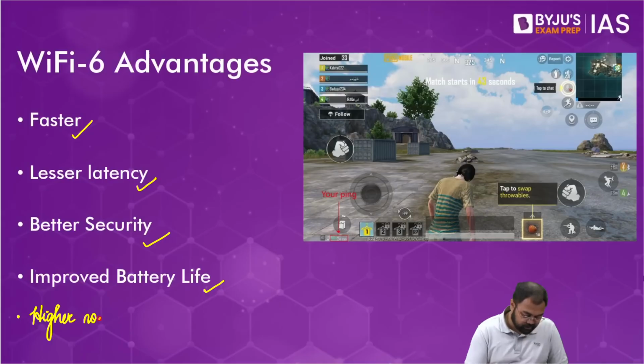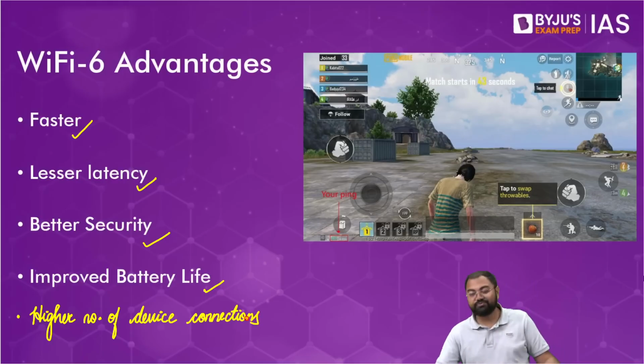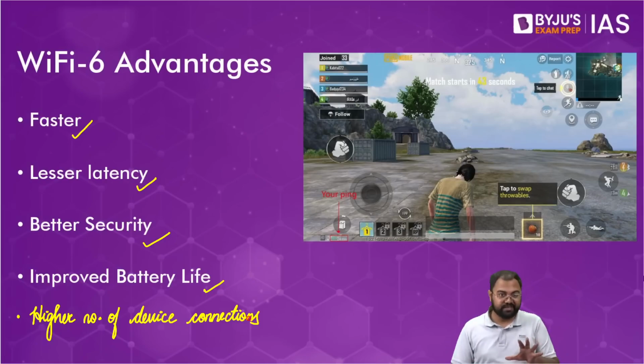Higher number of device connections. Now, what exactly am I talking about? Higher number of device connections. Now, in this particular scenario, when we look at Wi-Fi 6 advantages, first of all, it is faster. That the speeds that you're getting on your device will be faster.